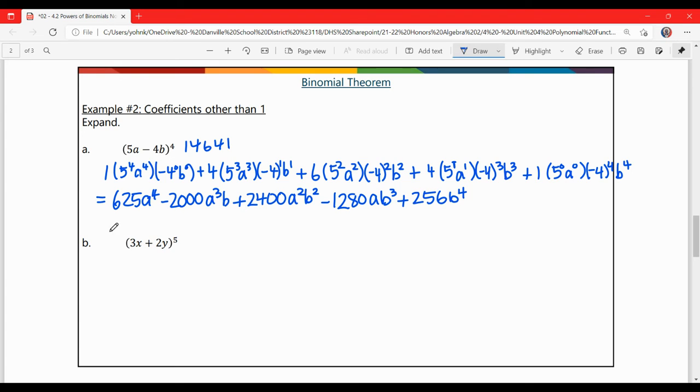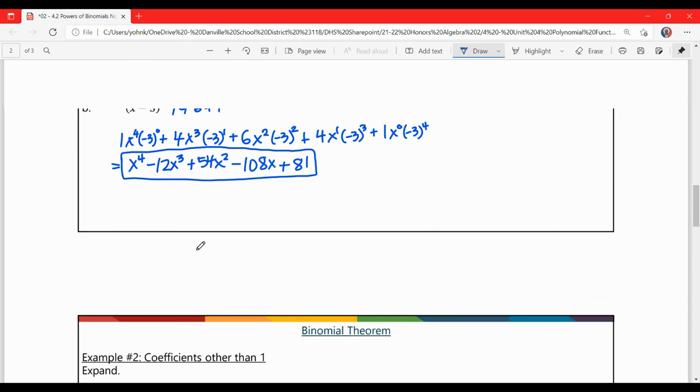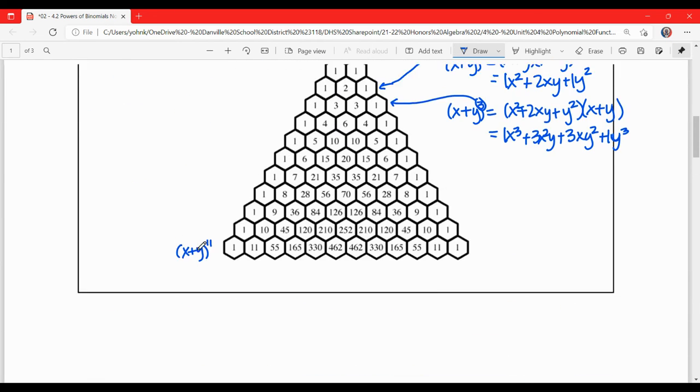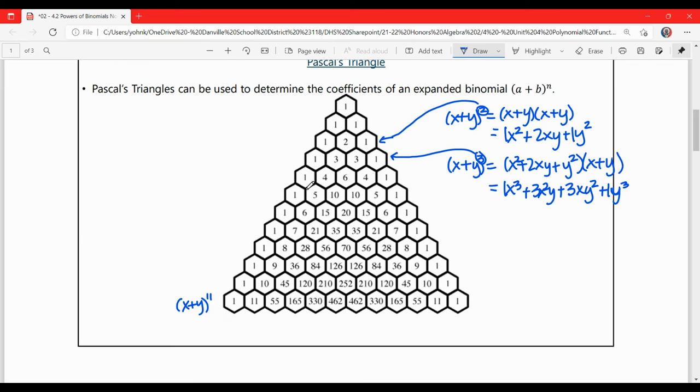All right, let's look at B, 3x plus 2y to the 5th. So I need the 5th row. So I go to Pascal's triangle. I need the 5th row: 1, 5, 10, 10, 5, 1.